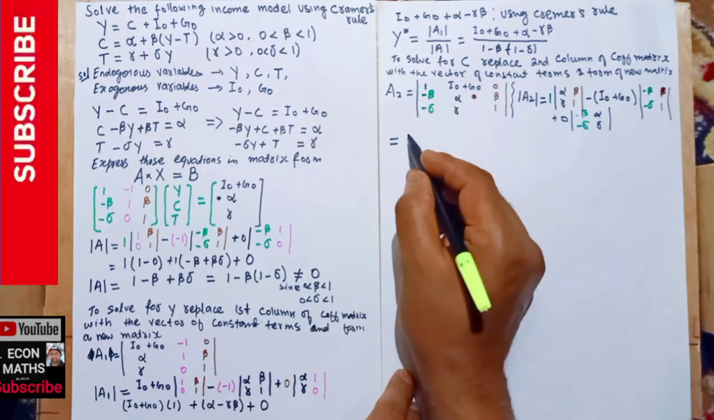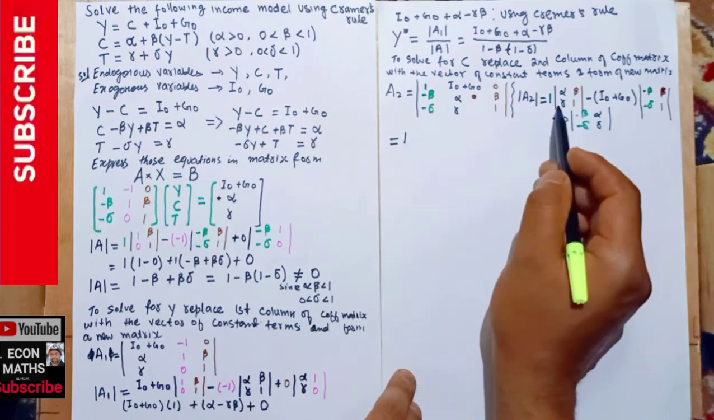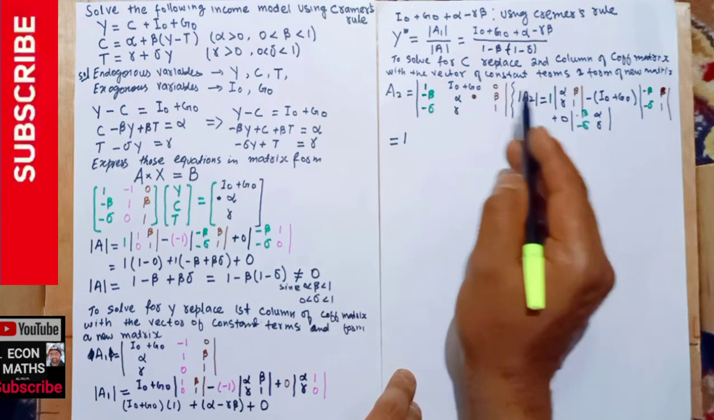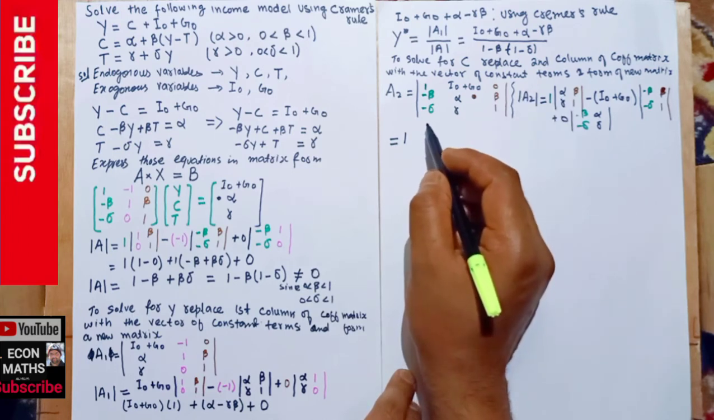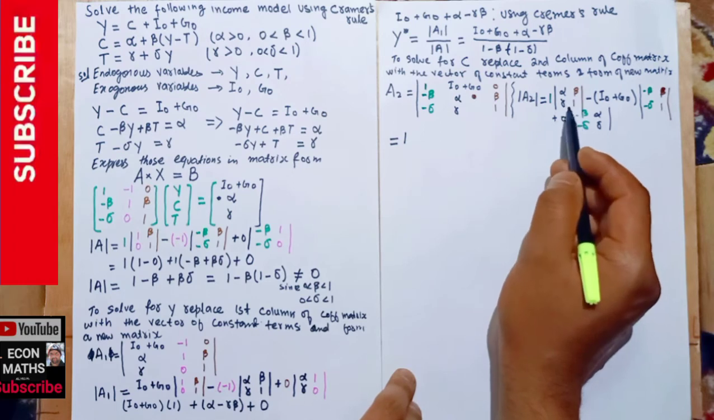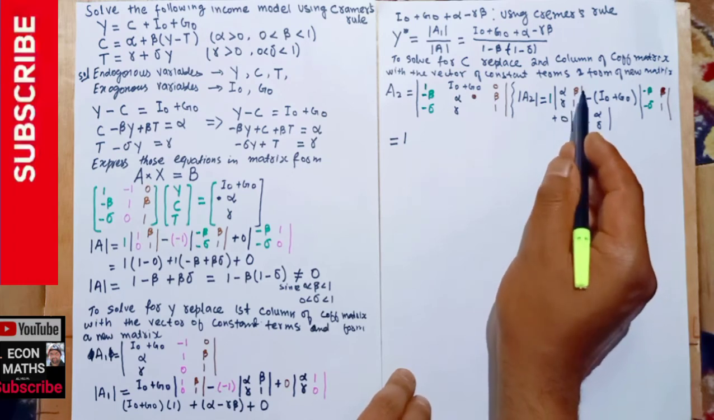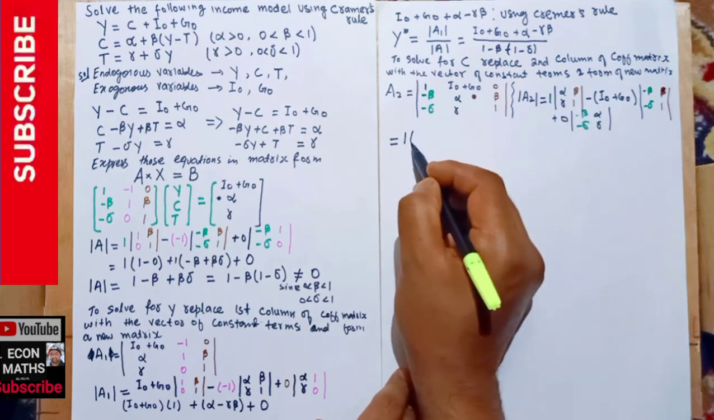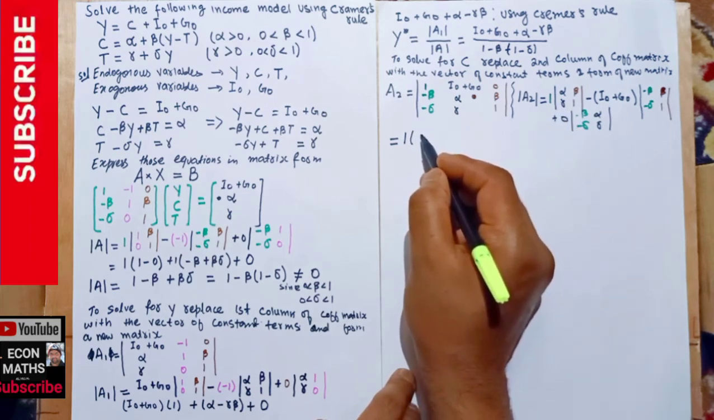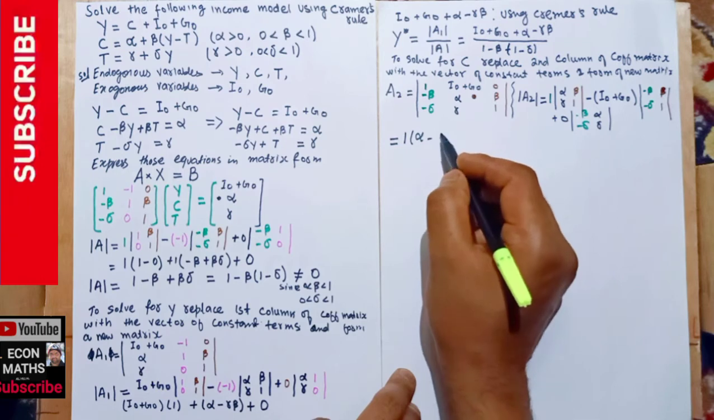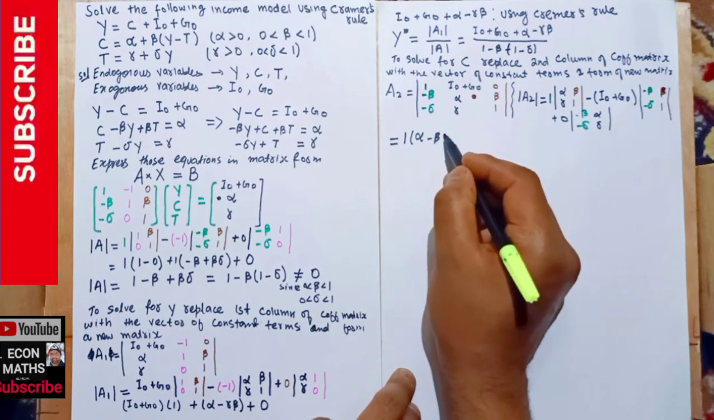Now here it is 1, so I will write 1. Now multiply alpha into 1, that is alpha. Here it is alpha minus beta gamma. So I will write here alpha minus beta gamma, and this is beta gamma over.